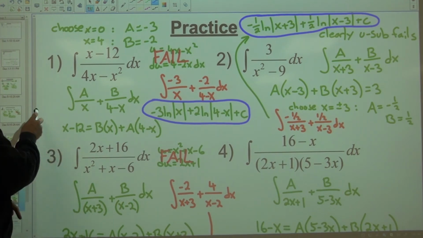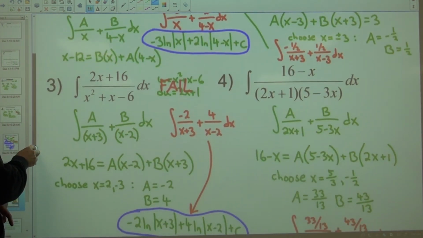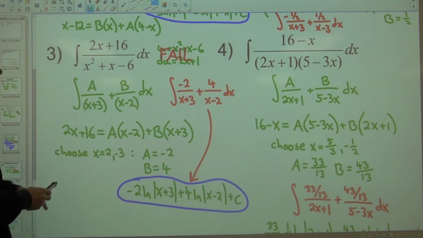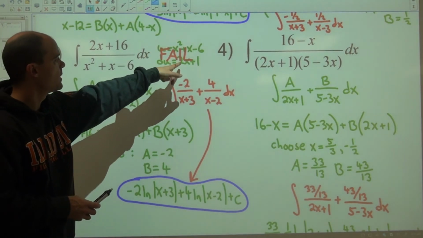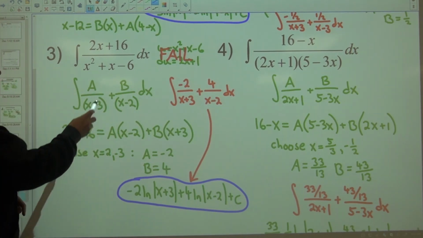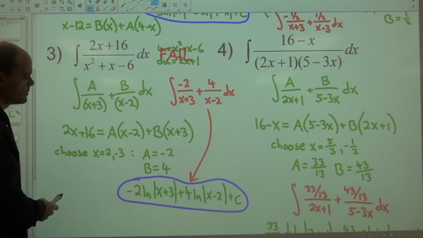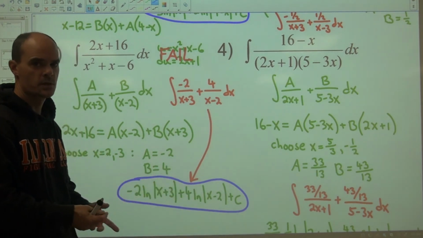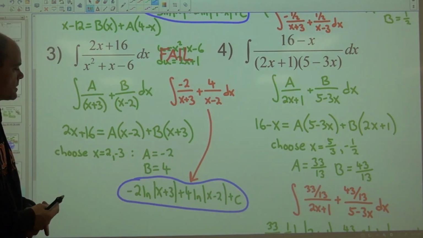And then in number 3, if I scroll down a little bit, you'll notice I tried u sub again. It clearly fails. There's no way to make this 16. So I go into partial fractions. Off I go, off I go, off I go. And here's our answer. I want to show you guys this once for all my AP test takers out there.